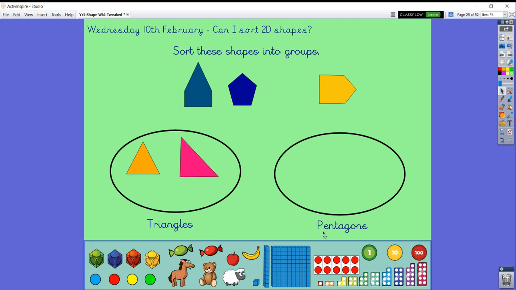Now, what can we remember? I can't see any more triangles. So what can we remember about pentagons? That's right. Pentagons have 5 vertices and 5 sides.